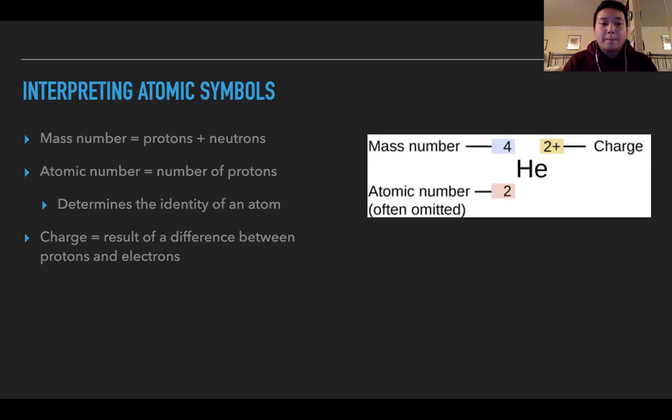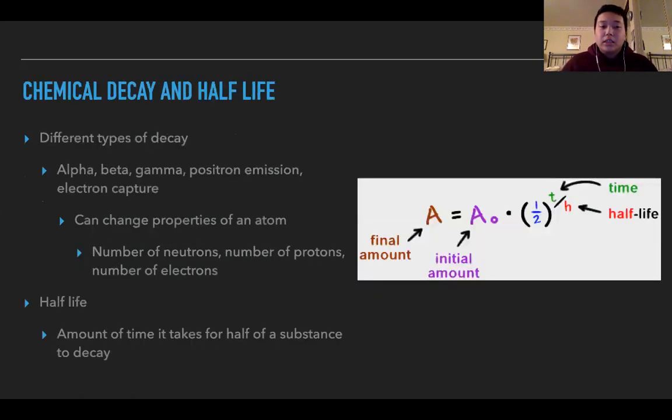Okay, so the next thing is decay and half-life. There are different types of decay, and I just listed them here for your knowledge. You don't necessarily have to know them for this class. What they really do is change the properties of an atom, right? They can change the number of neutrons, protons, or electrons. For example, alpha decay is the loss of 2 protons and 2 neutrons. That would totally change what element we have, because if we change the protons, we change the element. So things like that can happen with decay.